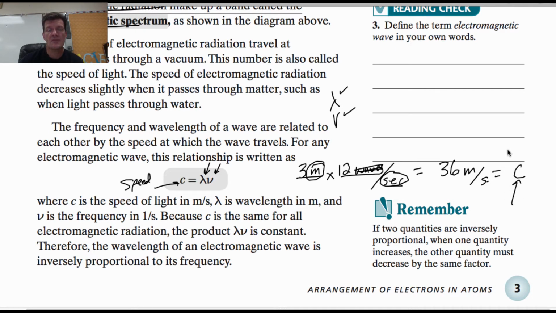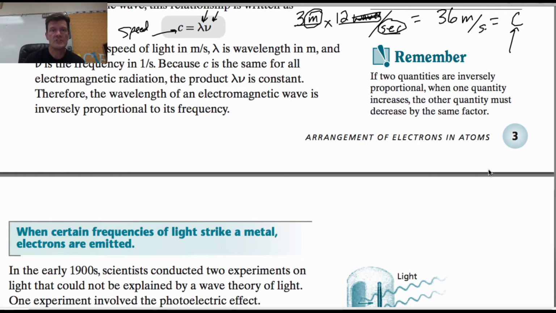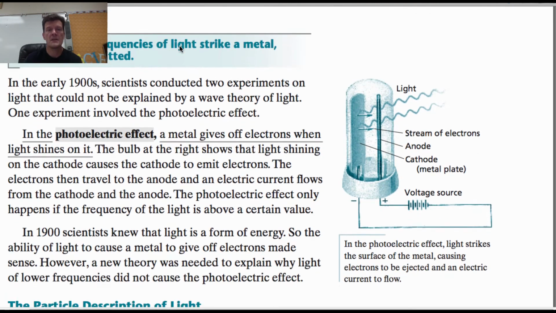And for electromagnetic radiation, all electromagnetic radiation travels at the same speed. We call it the speed of light, and that is if it's in a vacuum, right? And that is a set number, okay? So this relationship right here is very important. Wavelength times frequency is always going to equal the speed of that wave. All right?